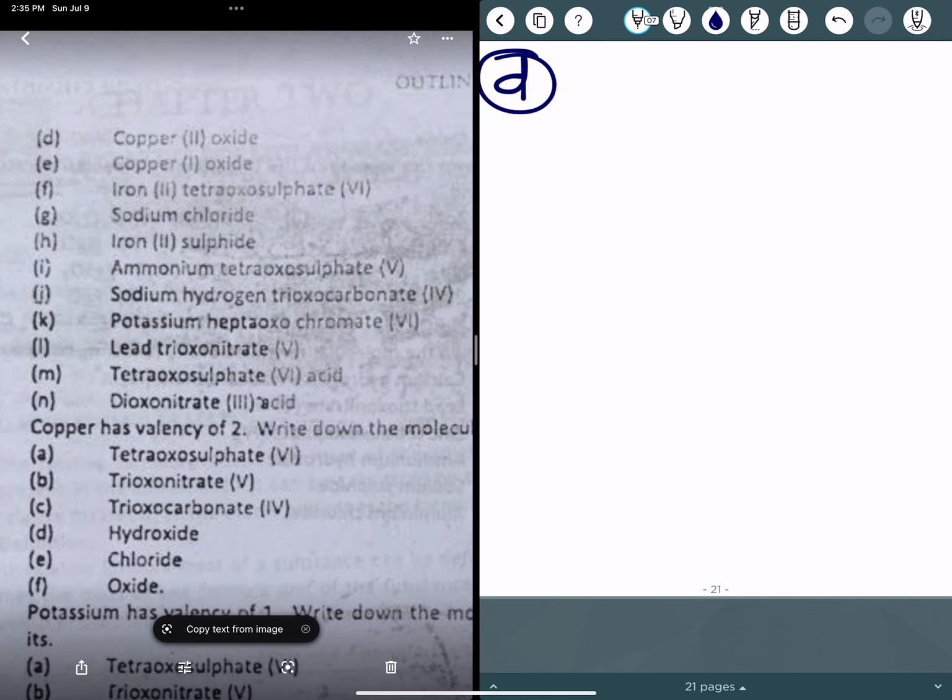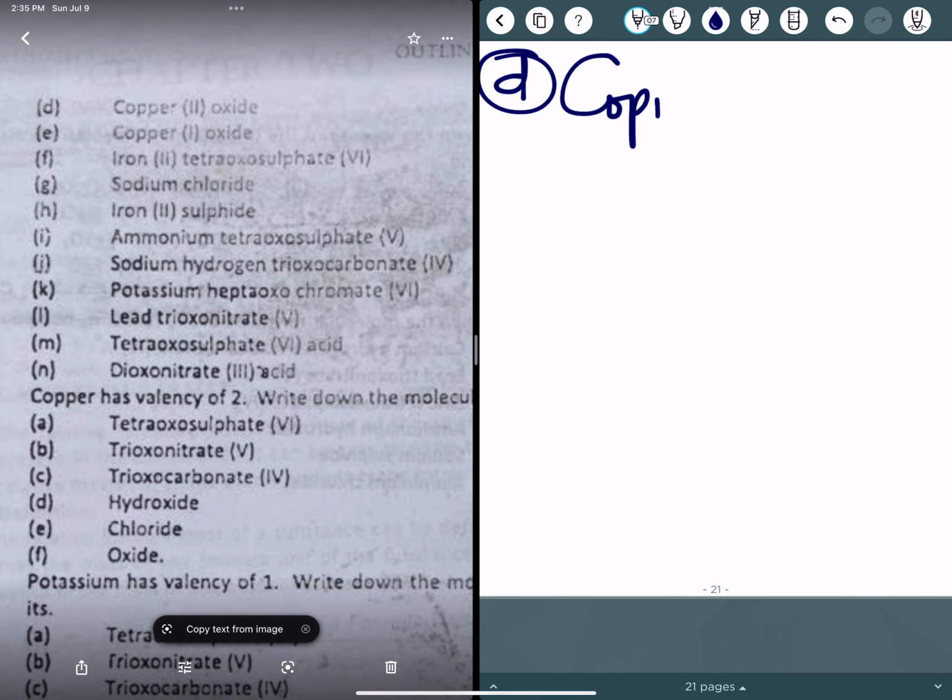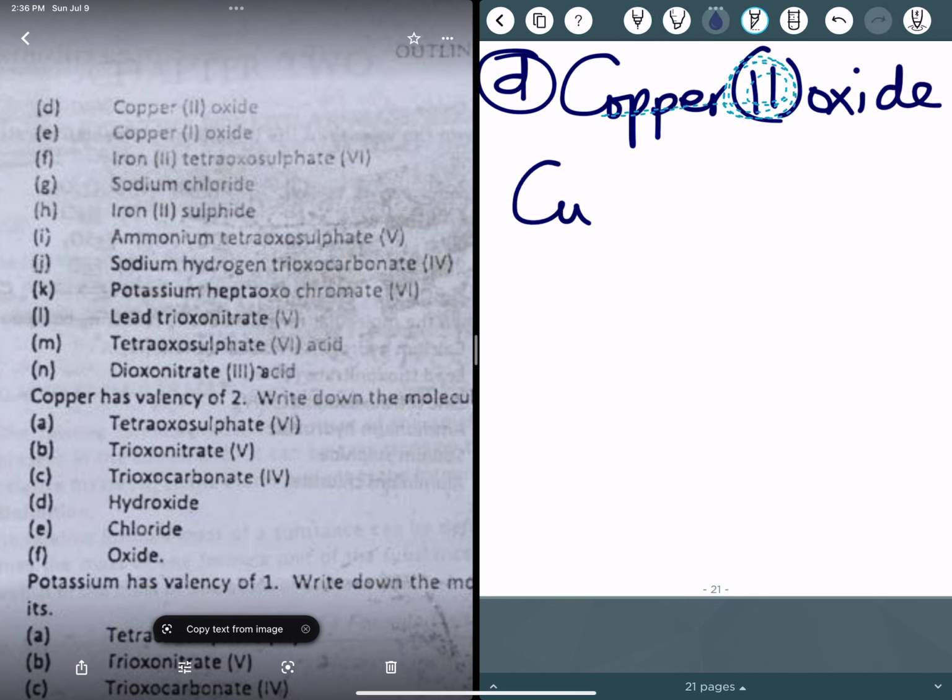D is copper 2 oxide. So in this compound, the 2 here belongs to the copper, telling you that the copper is charged 2 plus. So Cu2+. Oxide is always 2 minus, except in peroxides. And this compound is not a peroxide.